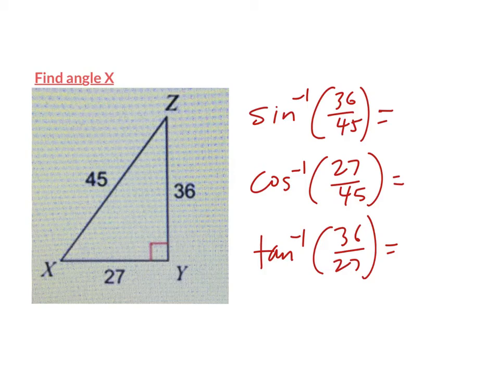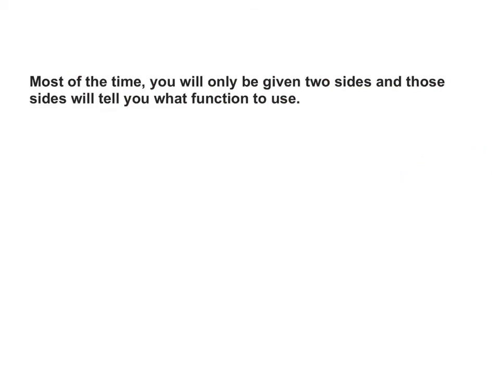All right? How many had these set up correctly, whichever one you were assigned? Okay, so what's the angle measure? 53.1 degrees. Okay. I did that and I did not get that answer. Next, so most of the time you're only going to have two sides. So when you have those two sides, it's going to tell you which function you're going to use. Okay, because there's no reason to find the missing third side. Let's just use the two sides to find the angle.